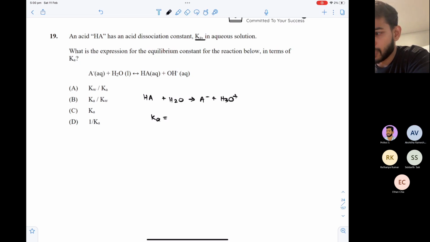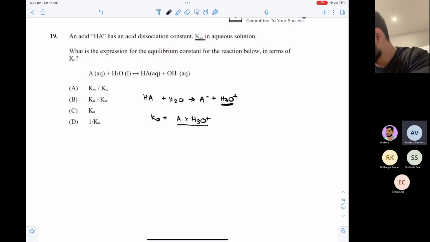A times hydronium over HA. Okay, good. And how can you simplify this? Can you get rid of the A, is it?